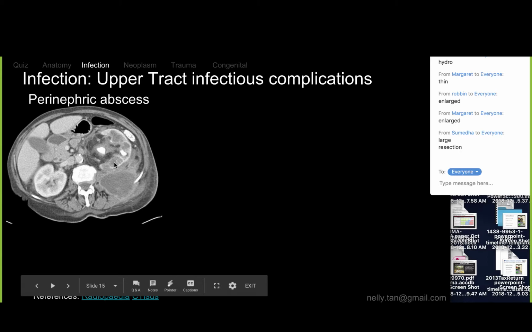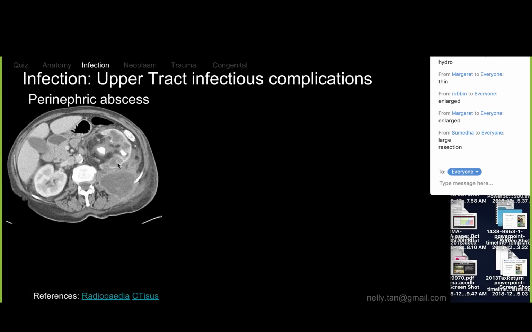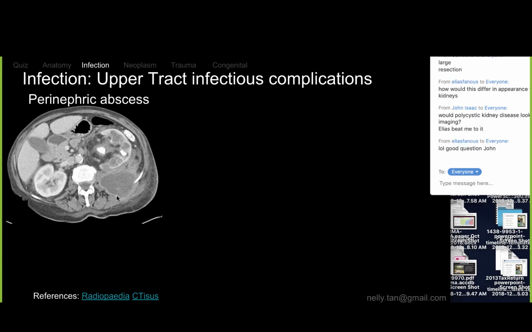So we see another case here. You have a renal stone and cortical thinning. And this is another case of XGP. And here, though, it's more complicated. We have this sort of thick-walled fluid collection in the posterior perirenal space that is consistent with abscess.